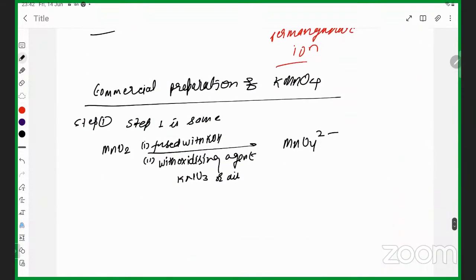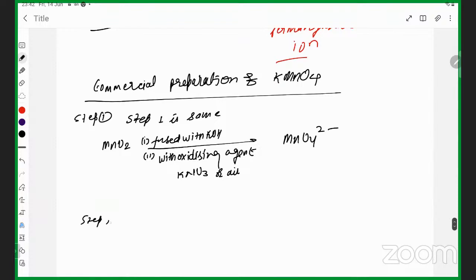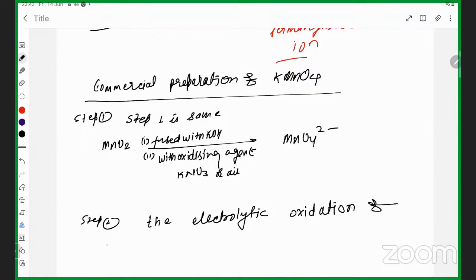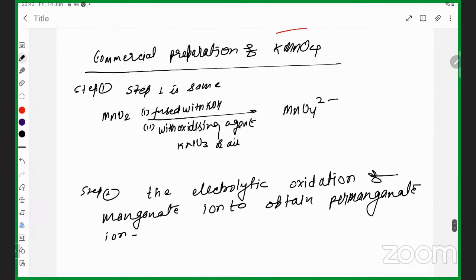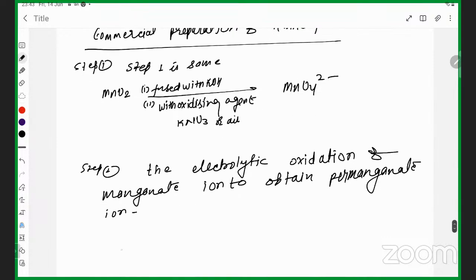Now, step 2. The electrolytic oxidation of manganate ion to obtain permanganate ion. To obtain permanganate ion. So how can you do it?